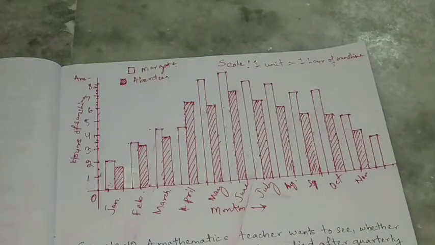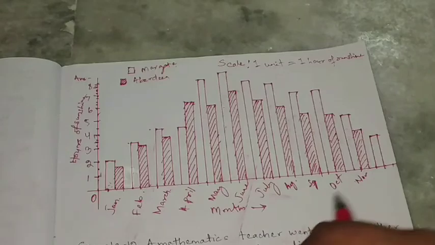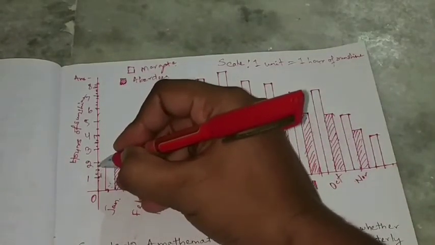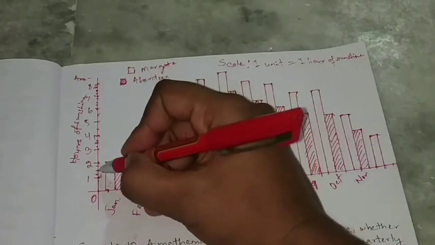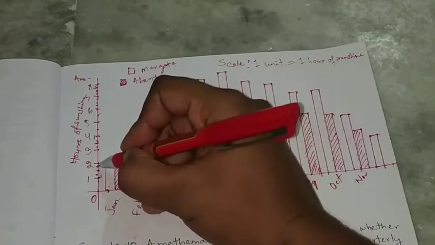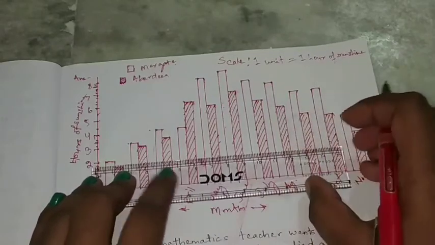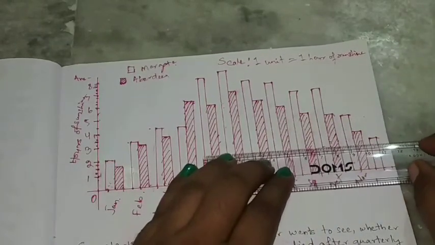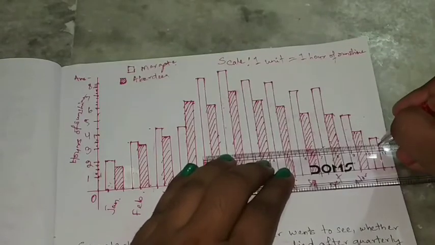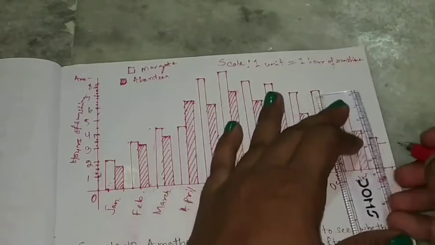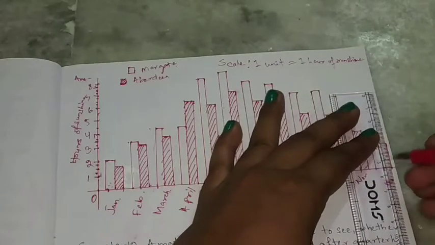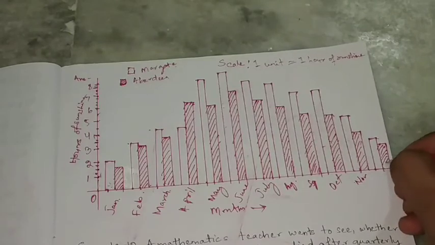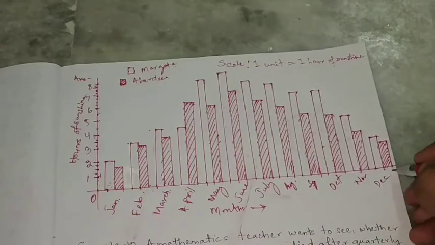Then in Aberdeen it is how much? 1 and 3 by 4. Look at here, 1 and 3 by 4. So 1, 2, 3. So here 1 by 4, 2 by 4, 3 by 4. So 1 and 3 by 4 is here. Okay. So 1 and 3 by 4. So what I'll do? I'll take this marking and make this one. So this is for December.